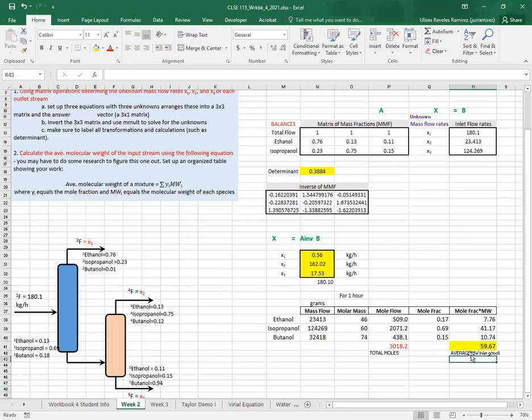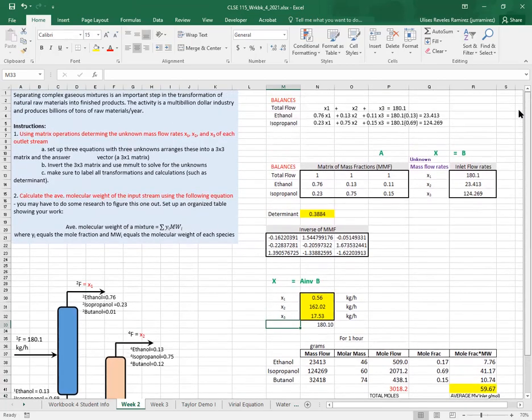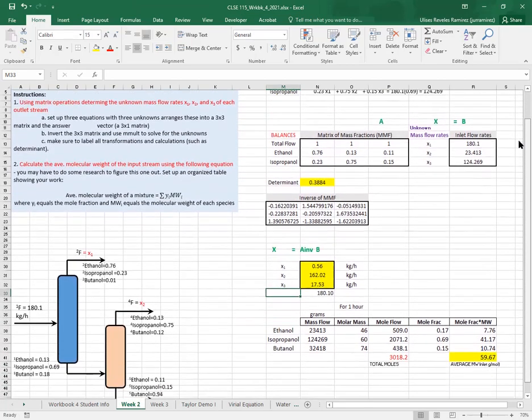Okay, so follow this problem. Again, it's helpful that you use this as your reference when solving your workbook. The numbers are not exactly the same, but of course, if you follow the procedure, you should be getting the correct answer.